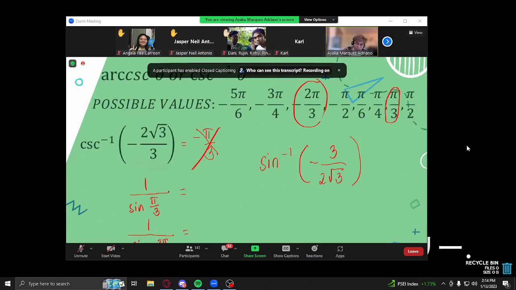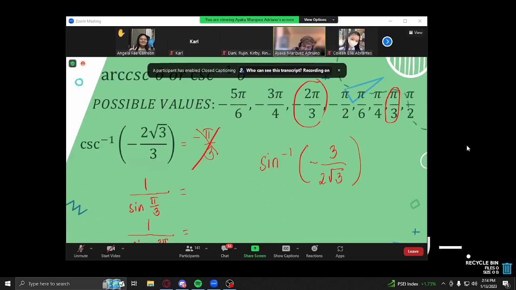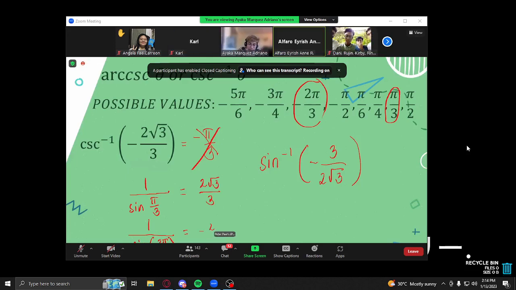What is the answer? 1 over sine pi over 3. Yes, Angel Faye. Two square root of 3 over 3 po. Correct. Positive siya, di ba? Yung binibigay niyang value. What about the second one? I-try natin si 1 over sine negative 2 pi over 3 radians. Yes, Irish? Negative 2 square root of 3 over 3 po. Oh. So, it means hindi natin gagamitin si pi over 3 as the correct answer. So, what we will consider now as the final answer is negative 2 pi over 3 radians. No? So, yun po yung susundan natin.